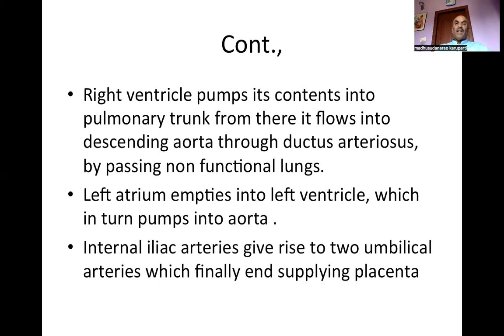Well, the right ventricle pumps its contents into the pulmonary trunk. From there, it flows into the descending aorta through the ductus arteriosus, thus bypassing the non-functional lungs. The left atrium empties into the left ventricle, which in turn pumps its contents into the aorta. Well, the internal iliac arteries give rise to two umbilical arteries, which finally end supplying the placenta.